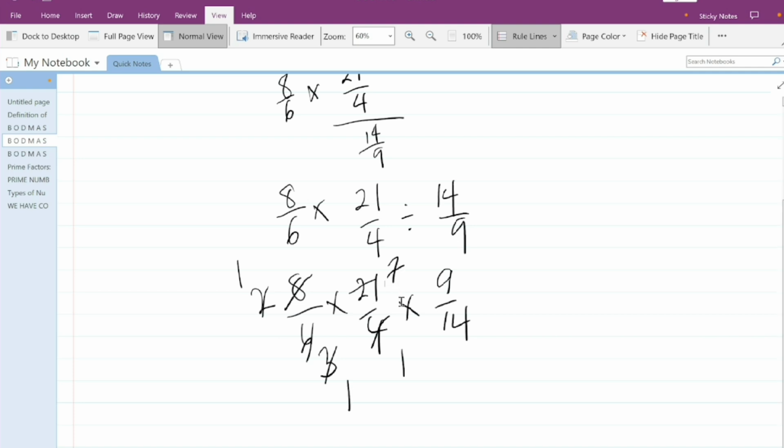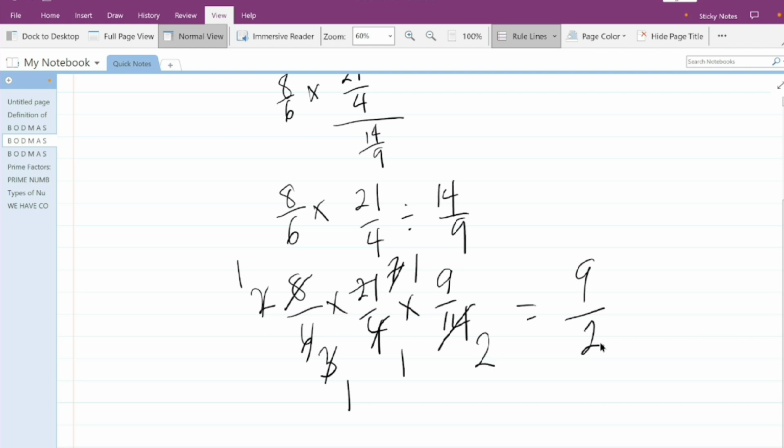Then we have 7 and 14. 7 can go in 14. 7 in 7, 1, 7 in 14, 2. We are left with 9 and 2. We can multiply everything in the numerator. That's 1 times 1, 1 times 9, that's 9 over 1 times 1, 1, and the result, which is 1 times 2, that's 2. So we have 9 over 2.